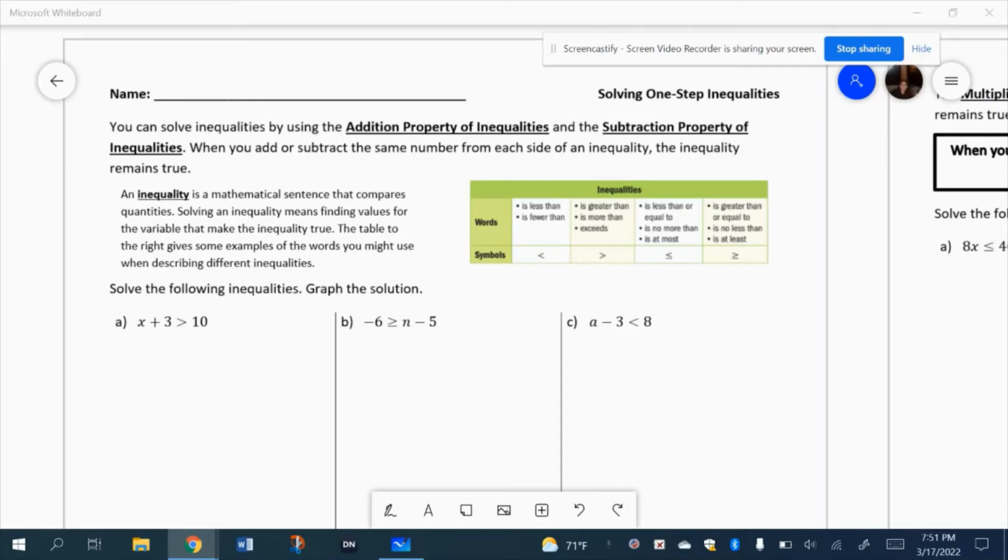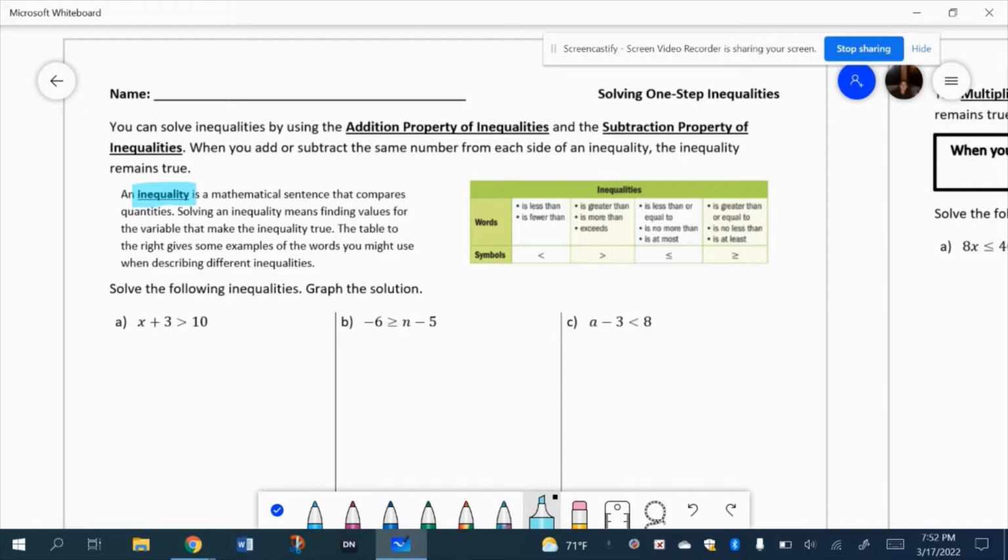Today we are going to solve one-step inequalities. You can solve inequalities by using the addition property of inequalities and the subtraction property of inequalities. When you add or subtract the same number from each side of an inequality, the inequality remains true. An inequality is a mathematical sentence that compares quantities. Solving an inequality means finding values for the variable that make the inequality true.